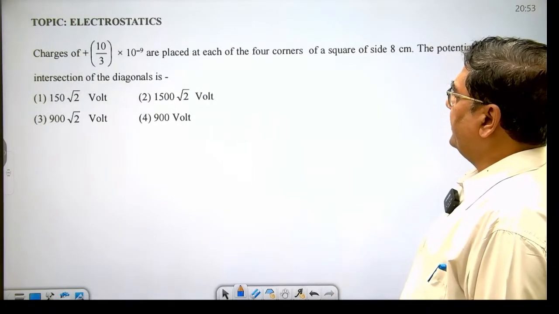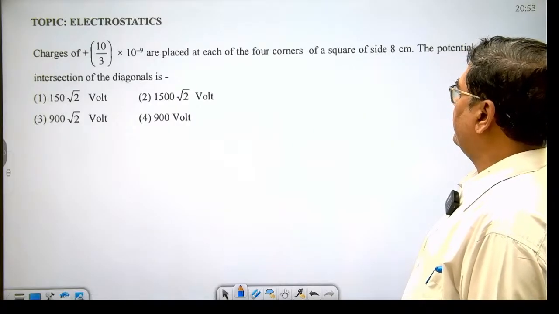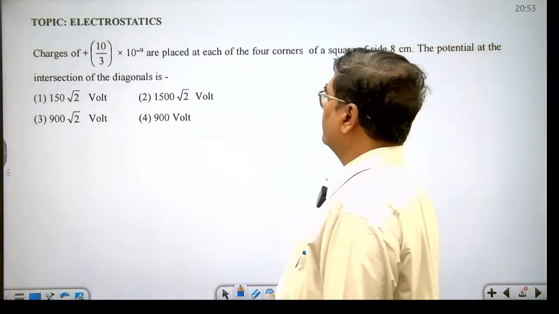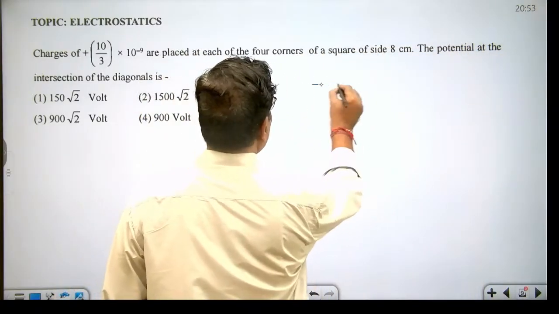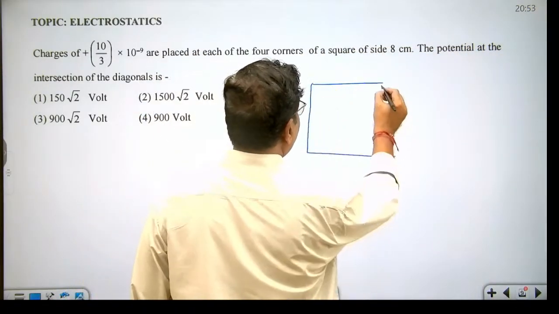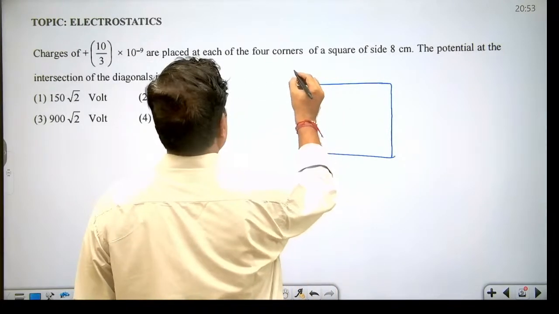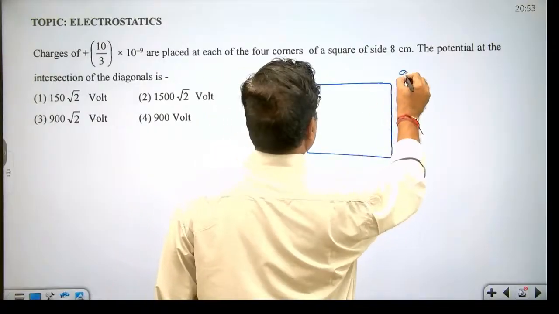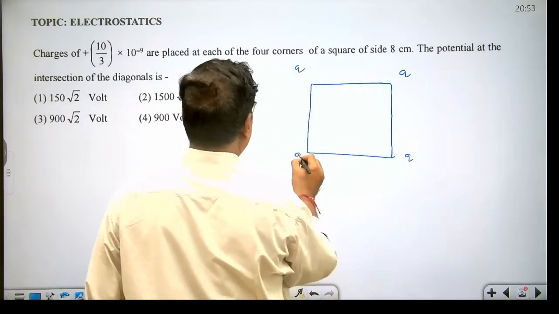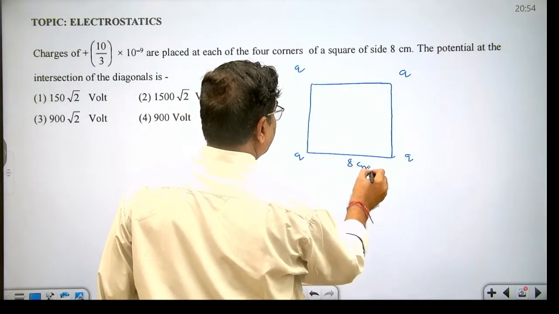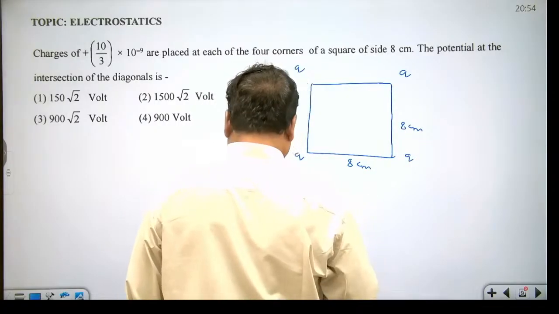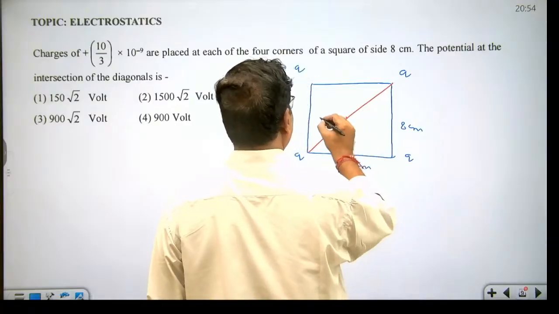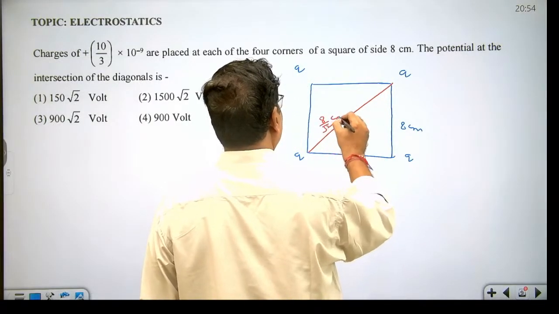Charges of 10 by 3 into 10 power minus 9 are placed at each of the four corners of a square of side 8 centimeter. The potential at the intersection of the diagonal is. See, this is the question. The charge value is Q equal to 10 upon 3 into 10 power minus 9 coulomb. The length of the square is 8 centimeter. So the diagonal will become 8 root 2 and this is 8 upon root 2 centimeter.